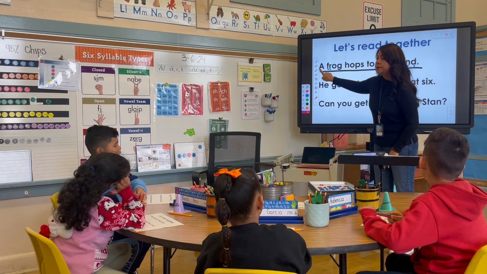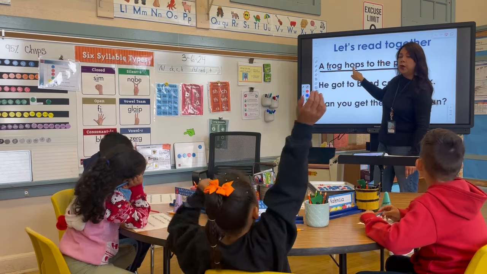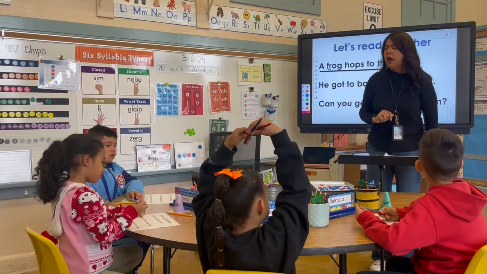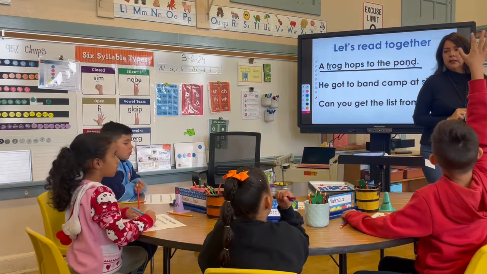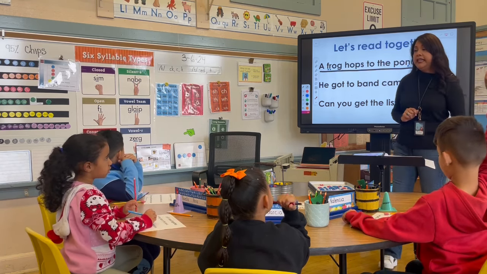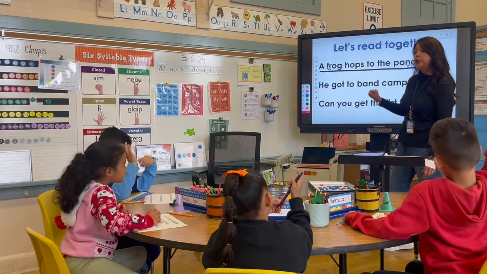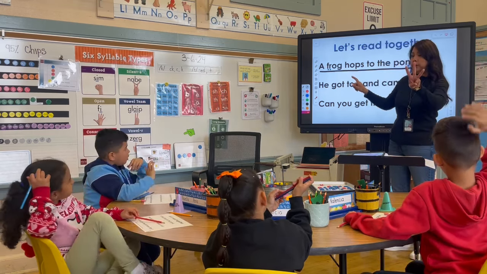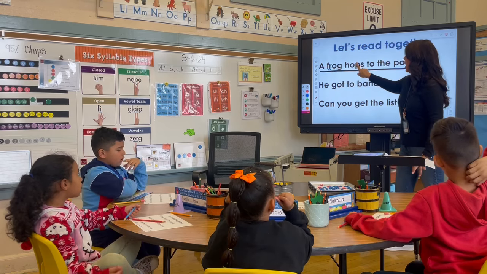Let's do it again. And we already know this word. What does the frog do? Oh, you're guessing. Does that say jump? You guys, listen. Reading is not about guessing. Reading is about knowing your letters and your sounds. Okay? What's the word? Hops. Let's do our three words. Ready? Point to it. A frog hops.